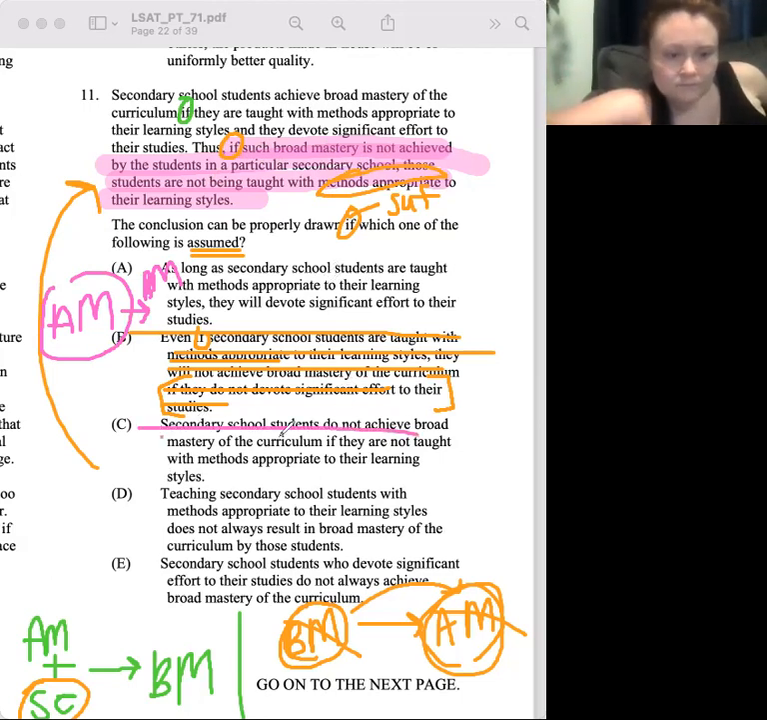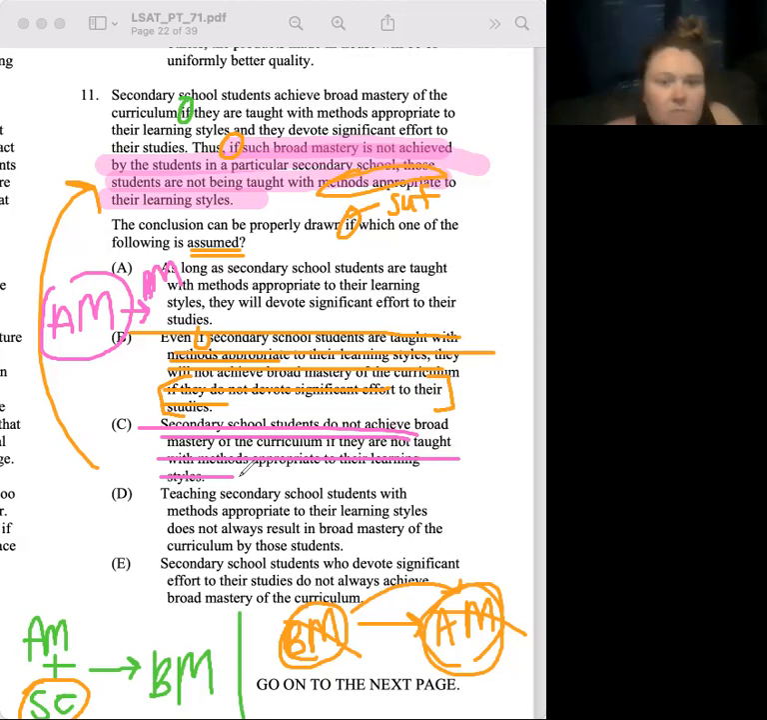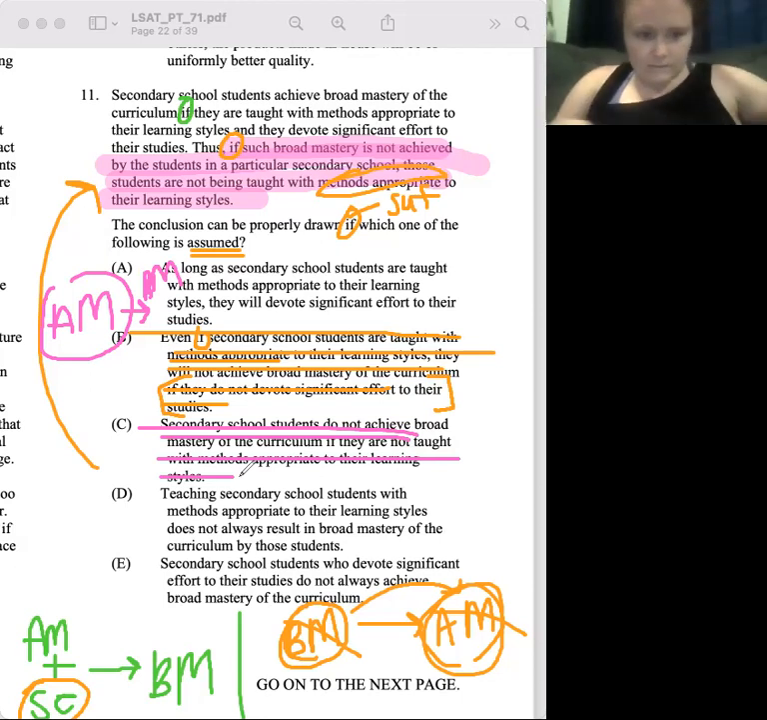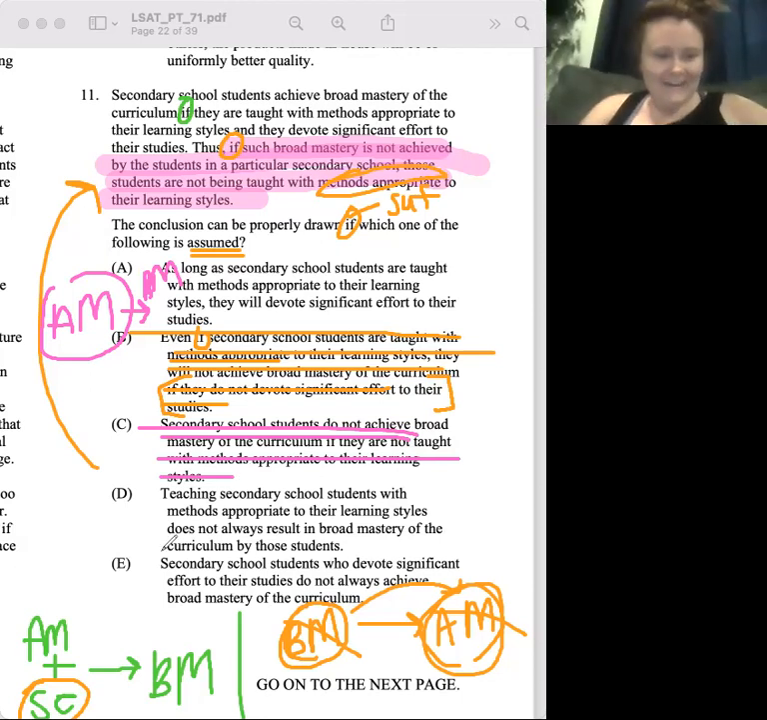Awesome. D: teaching secondary school students with methods appropriate to their learning styles does not always result in broad mastery. I wouldn't choose that one because again, it's not telling me about the effort. E: secondary school students who devote significant effort to their studies do not always achieve broad mastery of the curriculum.